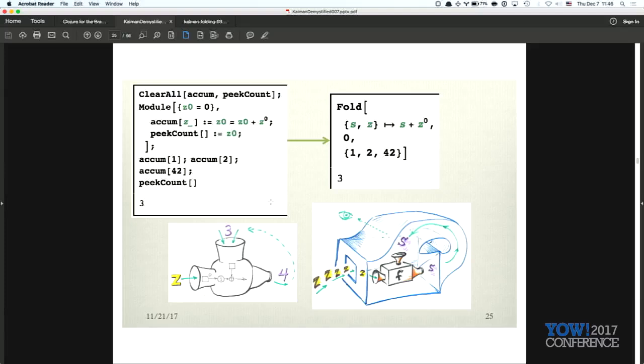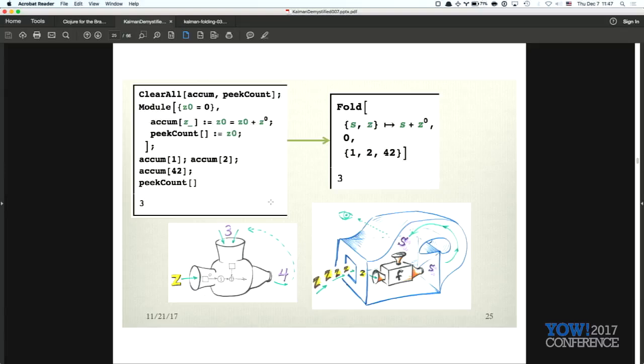The imperative way on the left creates a local variable called Z0, sets its initial value to 0, and then defines two functions named accum and peak count. Those functions are defined in the global namespace. So if you're familiar with a pattern in Lisp called let over lambda, this is a let over lambda. It's also just a way of encapsulating a local variable. It's quite similar to a singleton object pattern.